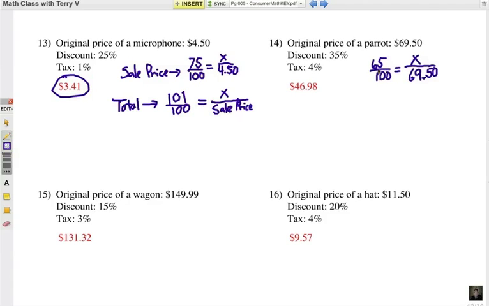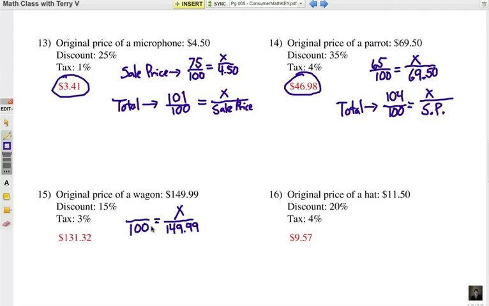Number 14, you're going to be paying 65% because it's a 35% discount. So 65 over 100 equals X over the original price of the parrot, $69.50. To solve for X, you cross multiply, and that will give you your sale price. Now the tax rate is 4%, so you're going to be paying 104%. 104 over 100 equals X over sale price, which is the answer from the previous proportion. And by the time you round your answer, you will get 46.98.